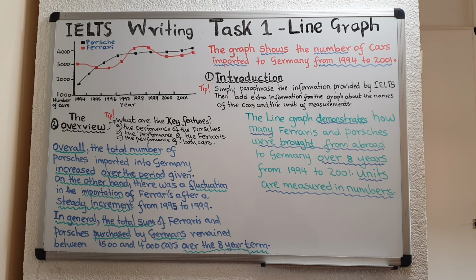Let us begin paraphrasing the information. The graph shows the number of cars imported to Germany from 1994 to 2001. The first part is the graph. So then I have changed that and it has become the line graph. I am a little bit more specific, so I have added the word line, the line graph. Then the next word is shows, which I have replaced with demonstrates. Okay, shows, demonstrates, or you can use illustrates.